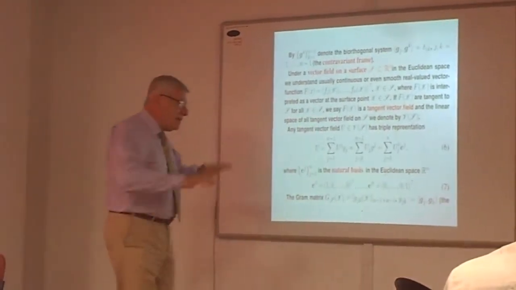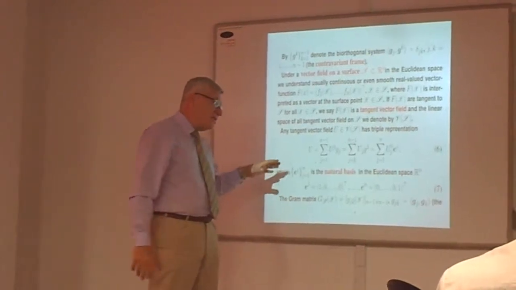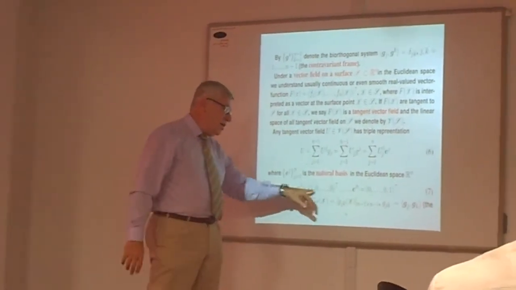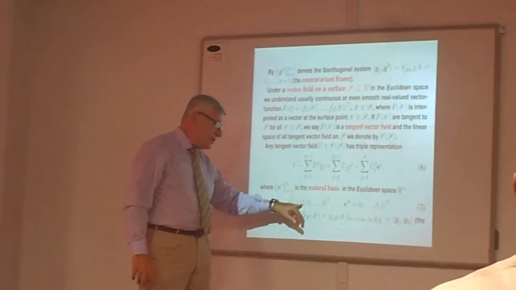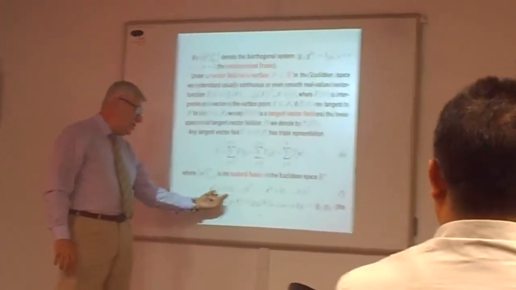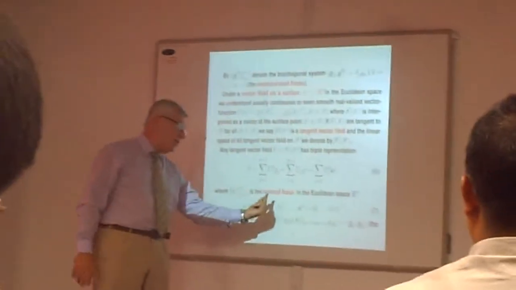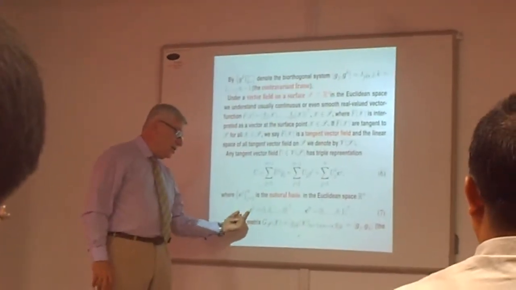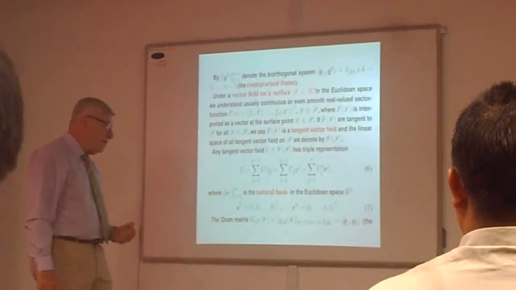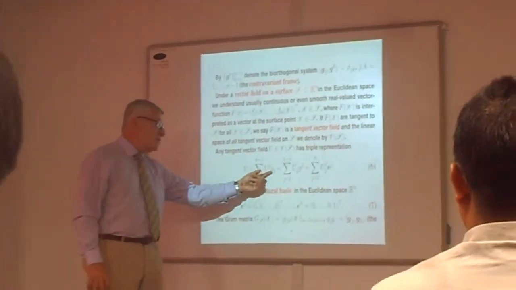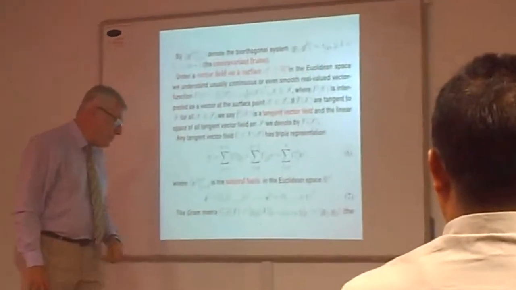In the surrounding space, the ambient Euclidean space, we have a natural basis, which is this one, when you have 1 at one place of the vector and zeros at all other places. So it's the natural basis, and this is the natural basis on the surface. Okay. This was about surfaces and the vector fields.